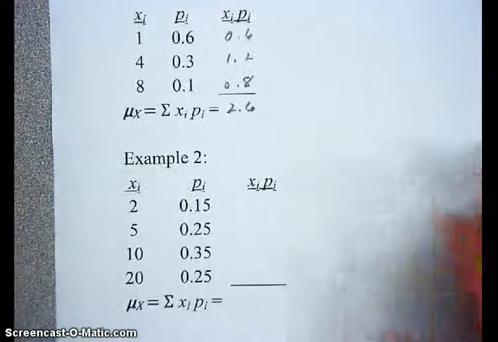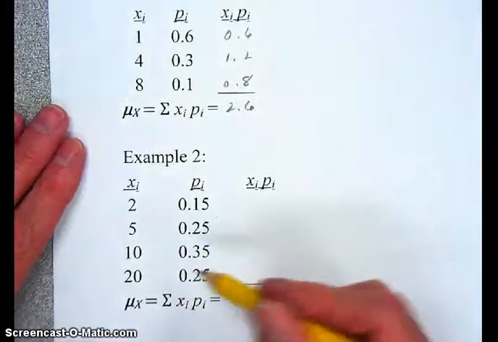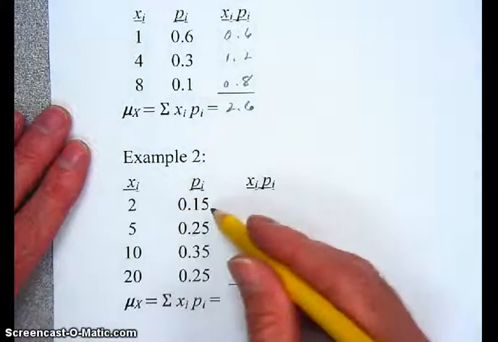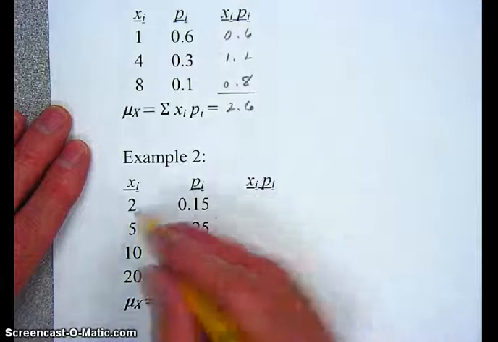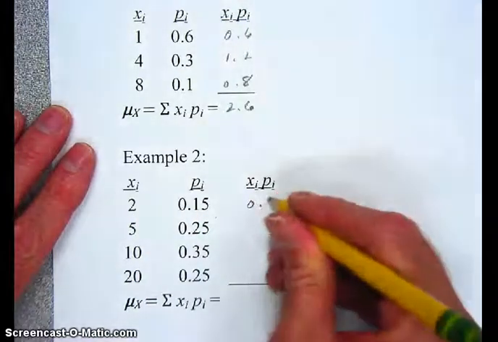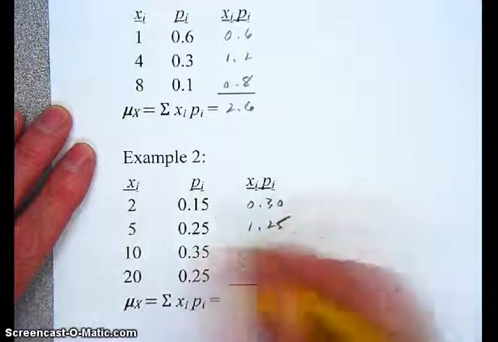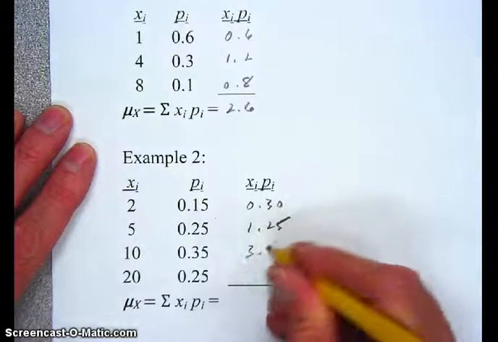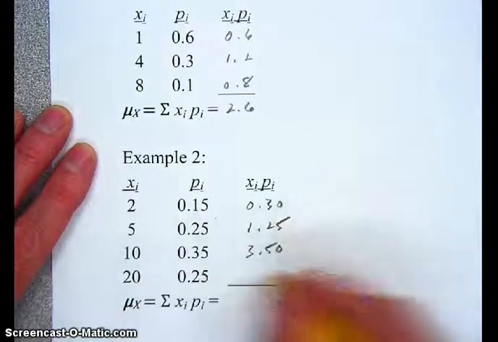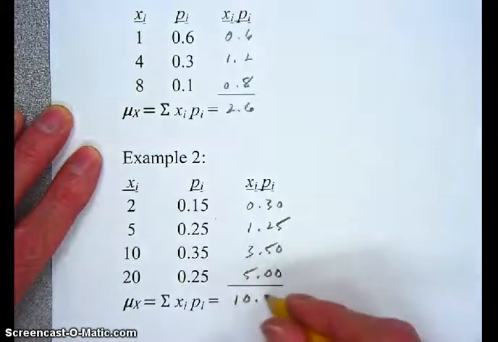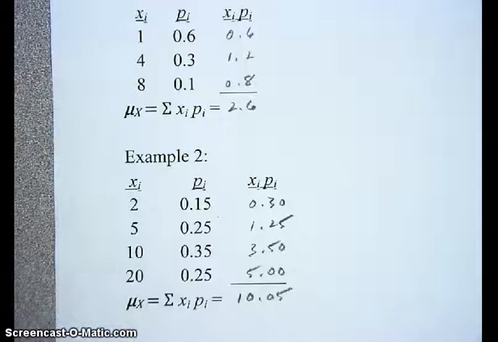If you have a slightly more complicated scenario like this, it just makes it a little bit tougher, but not too much. You multiply the x values by their probabilities, and then you add up. 2 times 0.15 is 0.3. 5 times 0.25 is 1.25. 10 times 0.35 is 3.50, and then 20 times 0.25 is 5. And when you add them up, you will get 10.05 for your mean. So it's not too bad. The work comes in when you're calculating the variance, which we'll look at next.